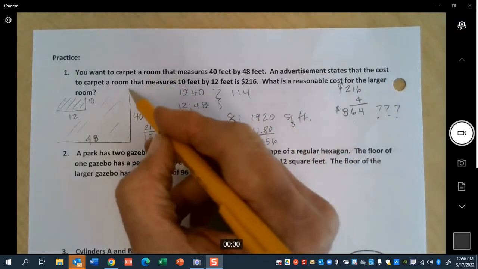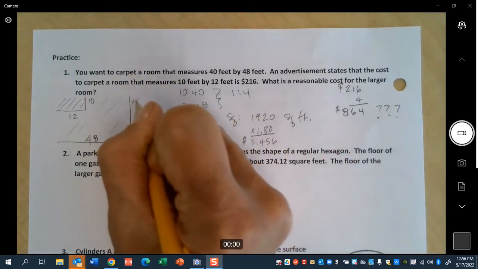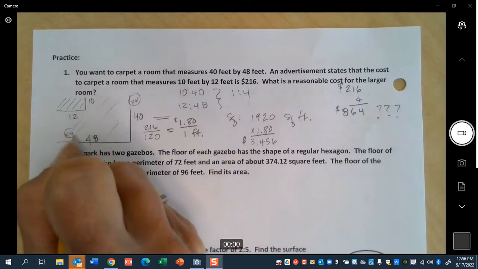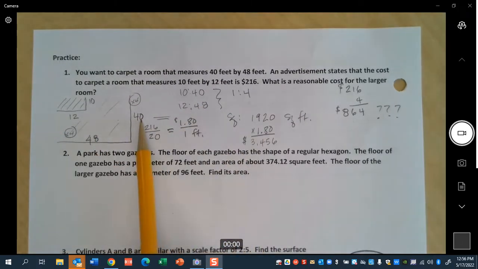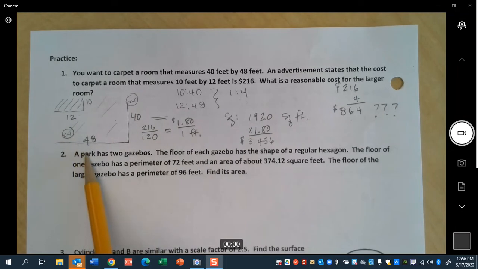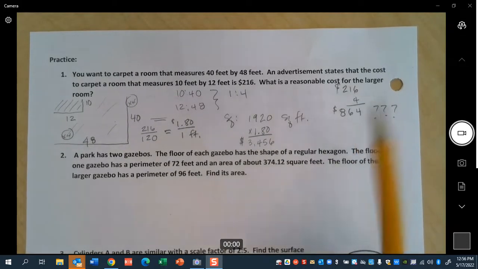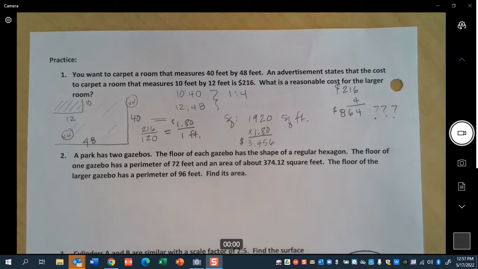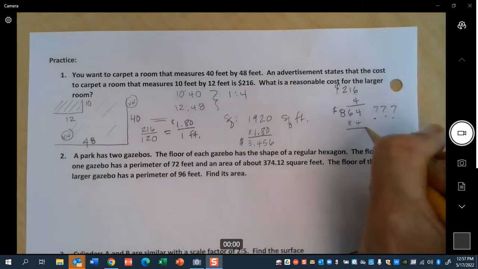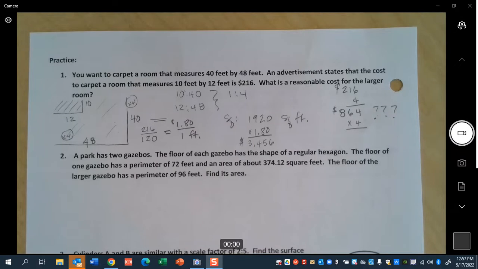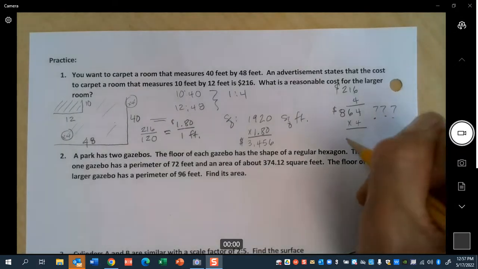So this is 4 times bigger, but guess what? So is this. So this measurement is times 4, and this measurement is times 4. That's where the 16 comes from. So if I thought it was going to be $864, go ahead and multiply that by 4, because I need to multiply that by 4 again. And what do you get when you multiply it by 4 again?